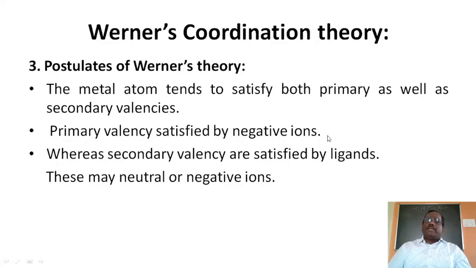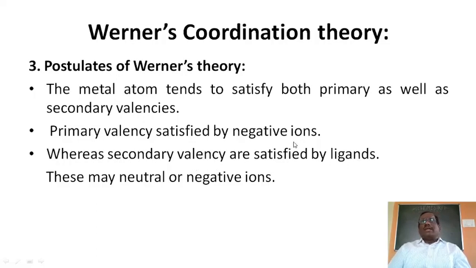Primary valency is satisfied by negative ions. The central metal atom has a positive oxidation state, the primary valency, and it must be satisfied by the presence of anions. Whatever the cationic oxidation state of the metal, it must be supplied by negative anions in the molecule. Whereas secondary valencies are satisfied by ligands. The secondary capacity, the coordination number capacity, the coordination bonding capacity of the central metal atom, is satisfied by a suitable number of ligands.